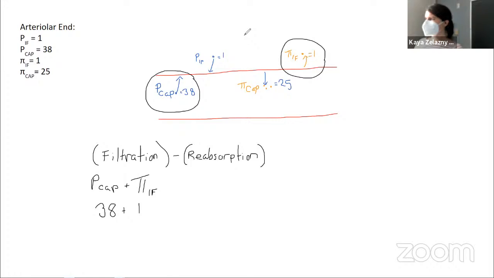And then we take our forces in the opposite direction. So we're going to take the hydrostatic pressure of fluid in the interstitial space, pushing towards the capillary, as well as that oncotic pull, that osmotic pressure of the proteins in the capillary pulling water towards them. We're going to subtract those. We're going to subtract 25, and we're going to subtract 1. So I'm just going to distribute that negative immediately. So subtracting the hydrostatic pressure of the interstitial fluid, and then also subtracting our osmotic pressure, the capillary.